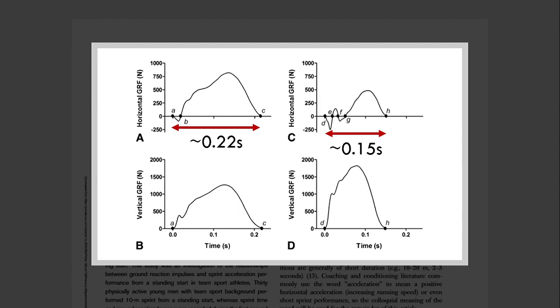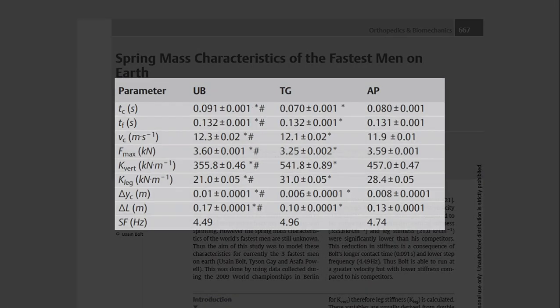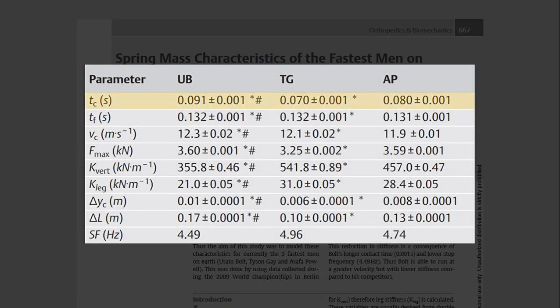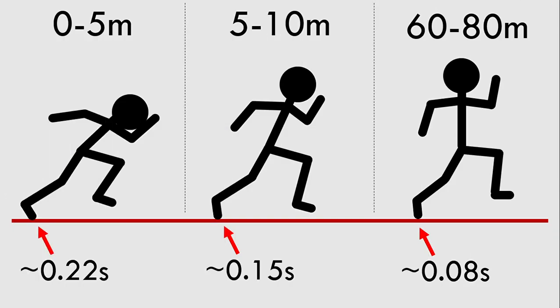A different study analysed the sprinting characteristics of some of the fastest men of all time during maximal velocity sprinting. They showed that Usain Bolt, Tyson Gay, and Asafa Powell had an average ground contact time of around 0.08 seconds. So what we can see here is that as sprint speed increases, the ground contact times of each stride decreases. This has implications for training methods used to enhance sprint performance.